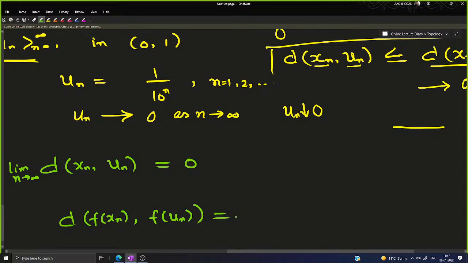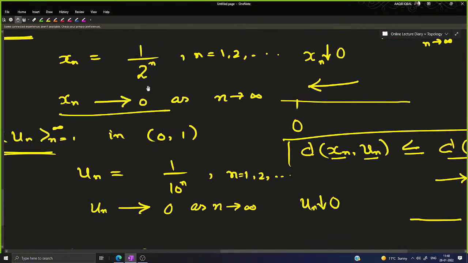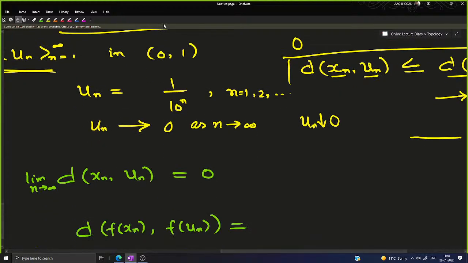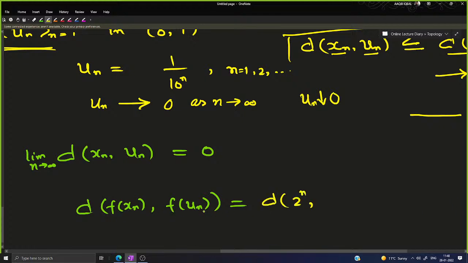What will be this distance? What's f of xn? xn is 1 by 2 power n. So f of xn will be 2 power n. So asking the distance between f of xn and f of un means the distance between 2 power n and f of un. un is 1 by 10 power n. f of un will be 10 power n. So it will be the distance between 2 power n and 10 power n.